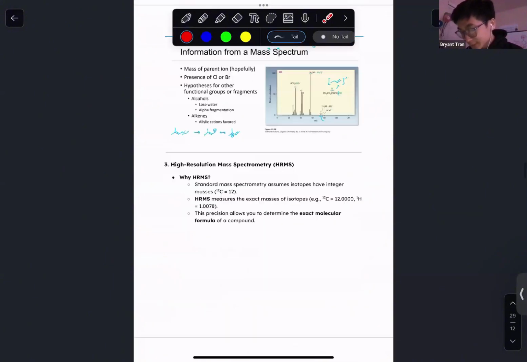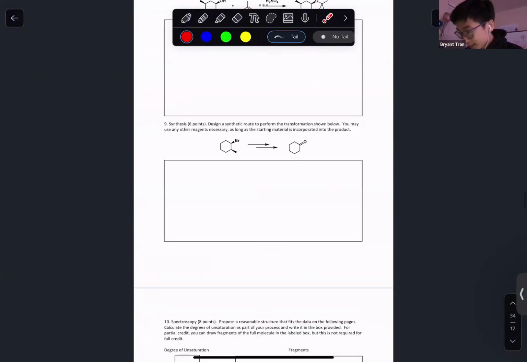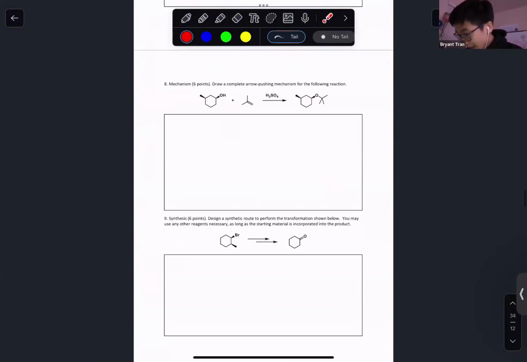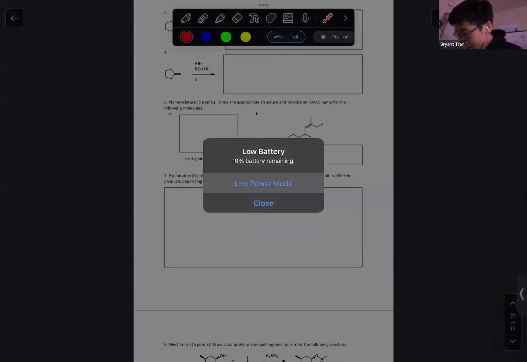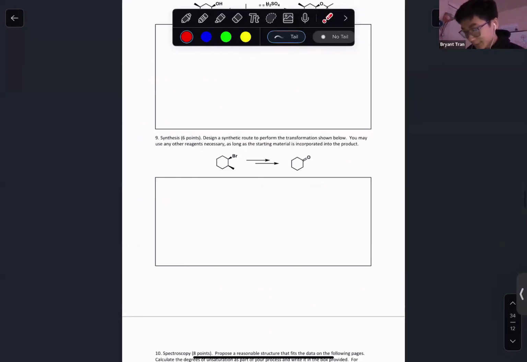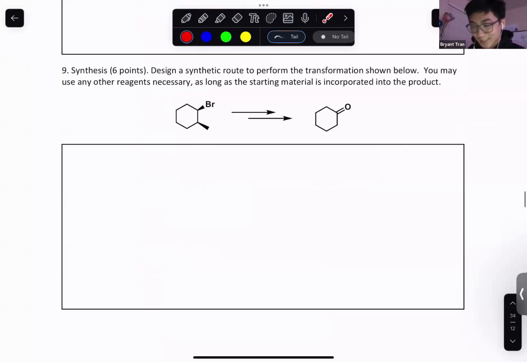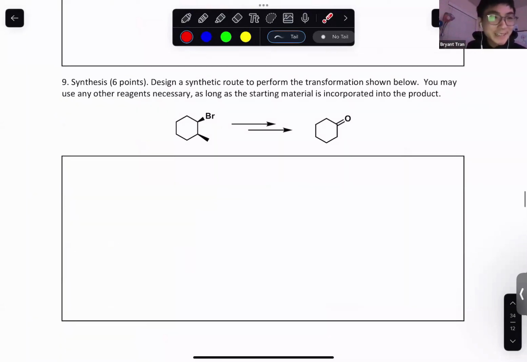Because let's actually try his synthesis problems here from the previous exam. Let's look at question number 9. This one here was actually pretty tough for this quarter. I remember this one was pretty tough. I'm gonna have you guys try it first before we check the key.